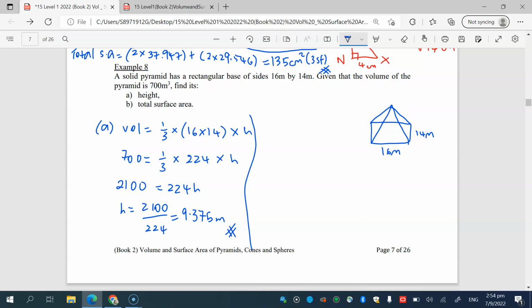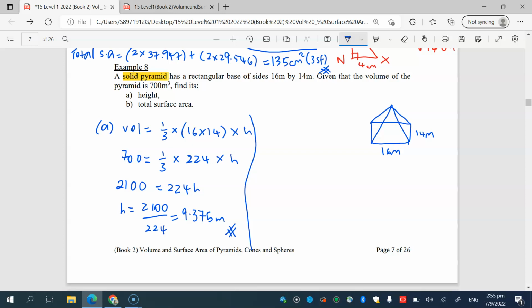Okay, find the total surface area. Now this one is solid, so it does have a base, not like the previous question, which was an open pyramid. This one is solid. That means it's closed. Okay, the bottom also exists. The bottom rectangle also exists. So how do I find the total surface area?